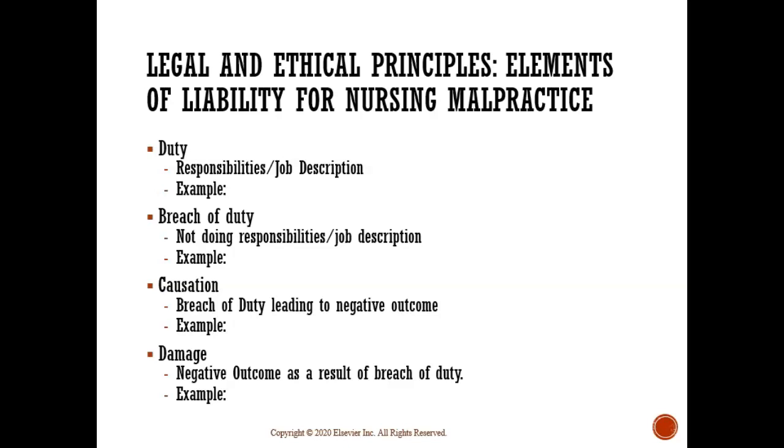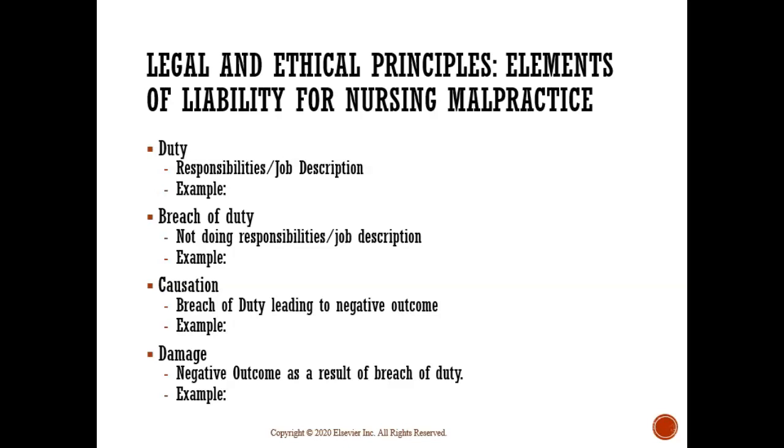Then causation: the breach of duty leading to a negative outcome. What would be the causation in this case? Anna was responsible for patient A and did not give the medication. Now patient A fell down because the patient had a stroke, because the medication that was not given led to a stroke. Now the damage: the patient now has a stroke and is disabled. So there was a negative outcome as a result of the breach of duty.